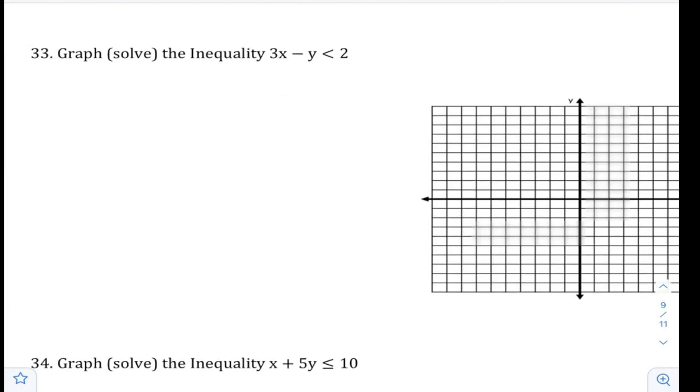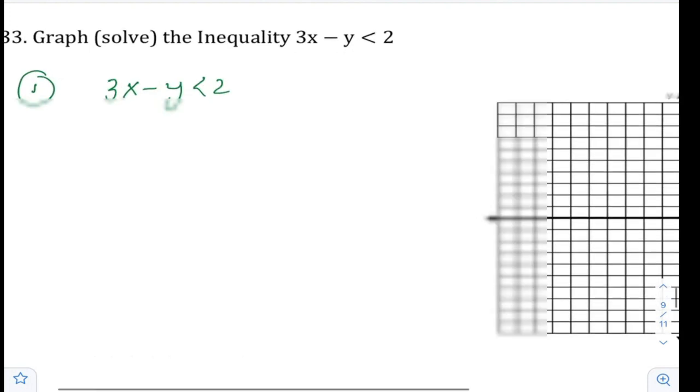First of all, you need to graph the boundary line, the line itself, 3x minus y less than 2, you need to graph it. How can we do that? Let's solve for y. Find y alone. So I'll take the 3x there.